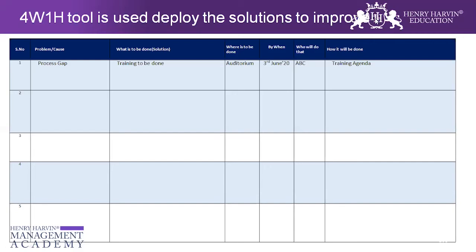Then the H. So we talked about 4W: what, where, when, and who. And the H stands for how it will be done. How it will be done should include the detailed plan.